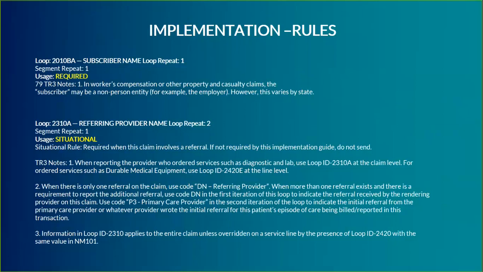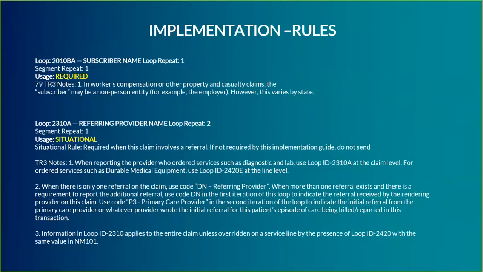So unless, okay, and let's just say this is a referring provider. So you had one service and the referring provider was Dr. Sarah, and you had a second service and the referring provider was Dr. Doreen. Well, you may send Dr. Sarah at the beginning, but then in one line and only one line, you have Dr. Doreen. So you have the opportunity to overwrite that data.